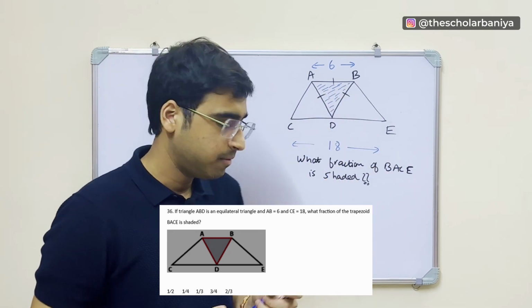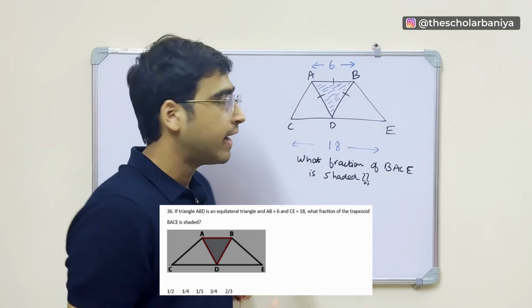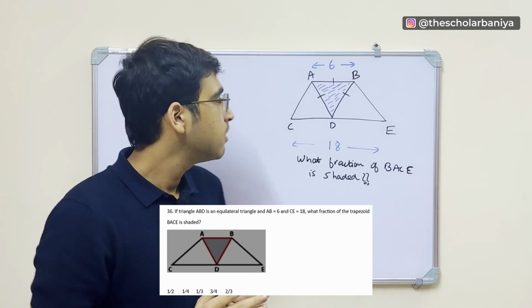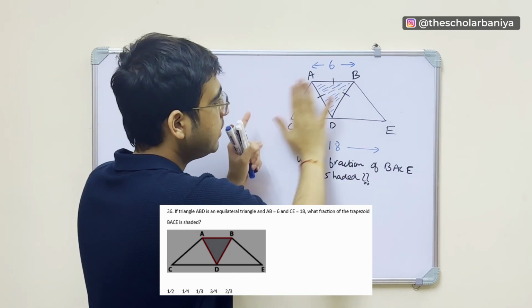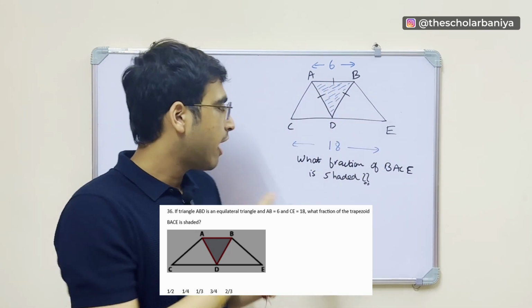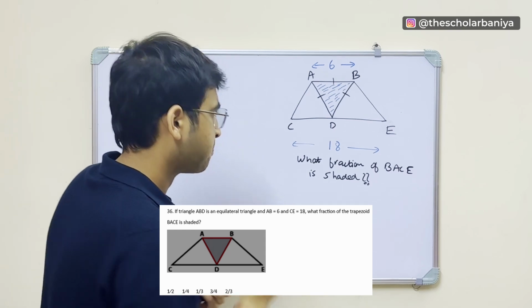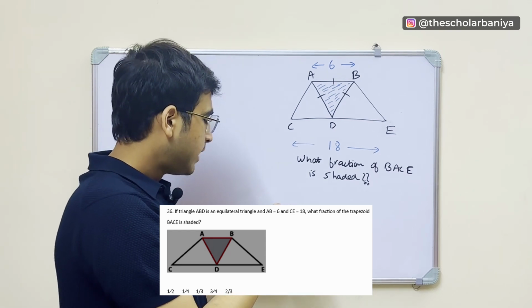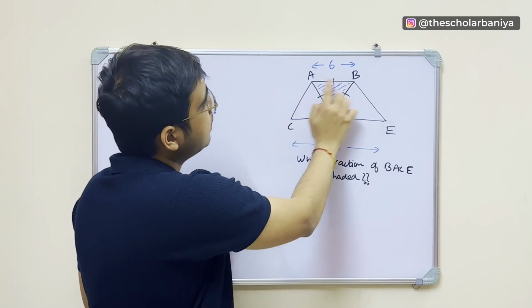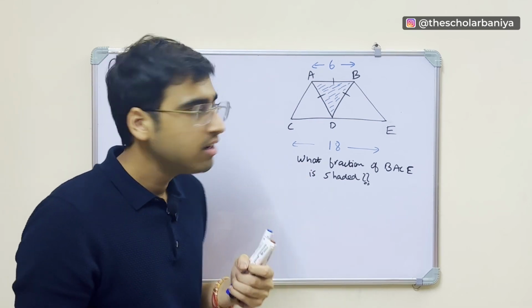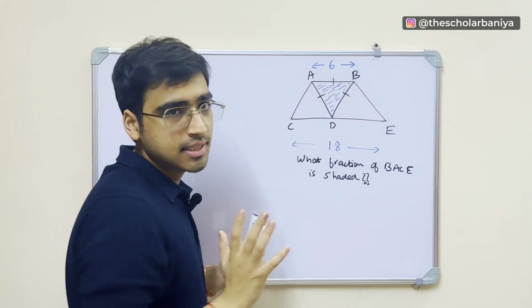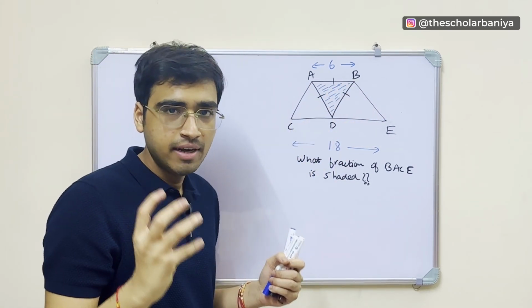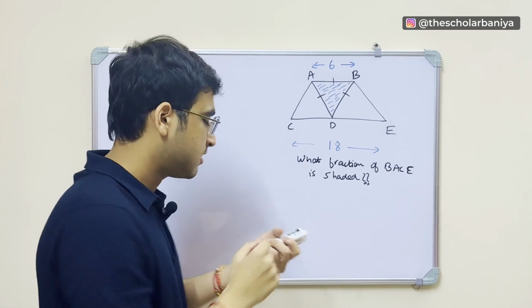This is the shaded part, right? So basically we have to find the area of the shaded part, then we have to find the area of the entire figure, and then we have to find the fraction. Perfect. So tell me one thing, we are given this to be an equilateral triangle where the side AB is 6. That means we have an equilateral triangle whose side is 6, right?